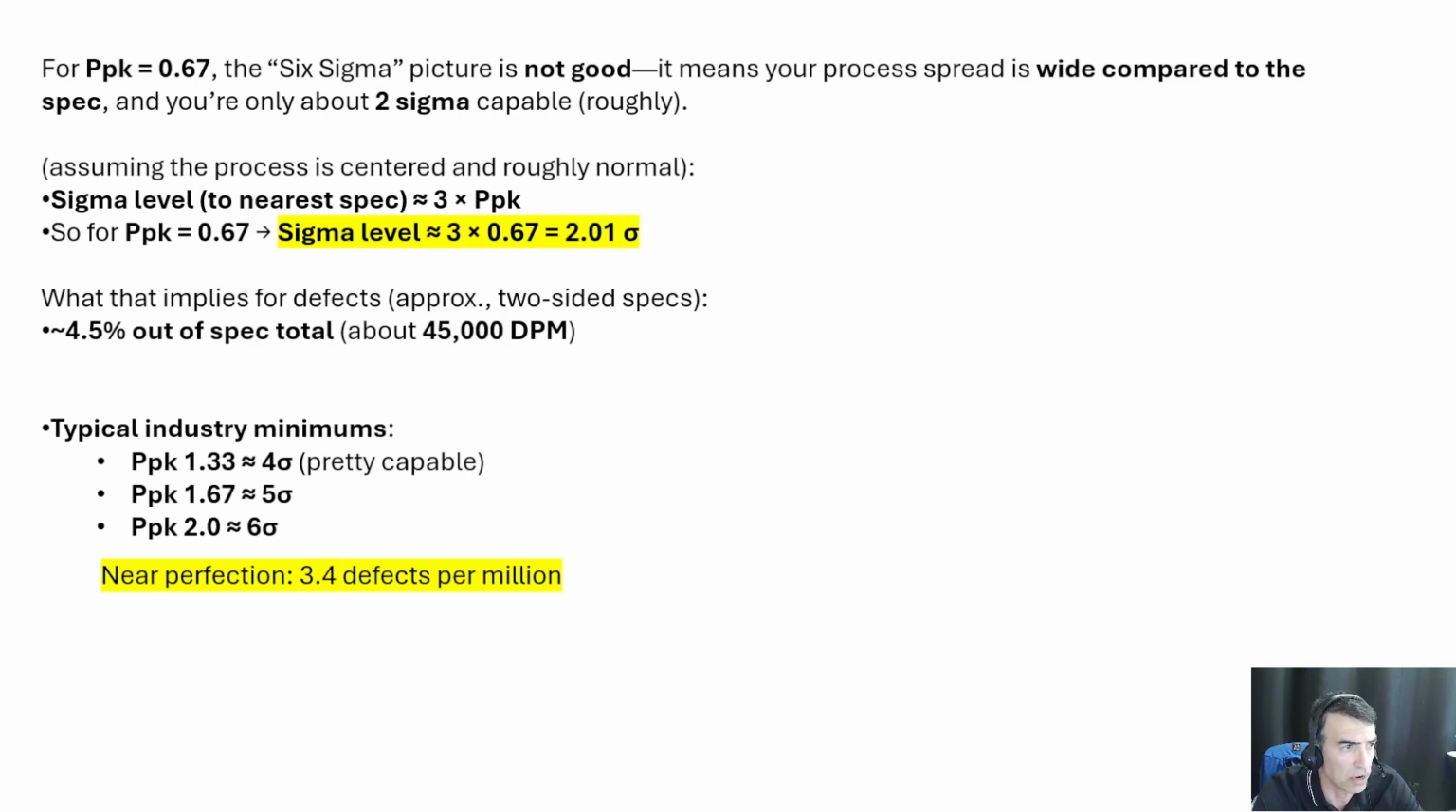You can go higher and target 6 sigma. Basically a 6 sigma means that your Ppk is 2 and you are near perfection. That means from 1 million samples only 3.4 defects are present. For this case that we are now measuring, we can tell that about 4.5% of parts are out of spec. That is about 45,000 parts per million.